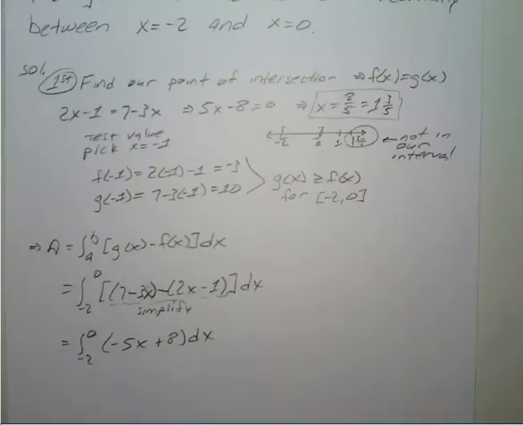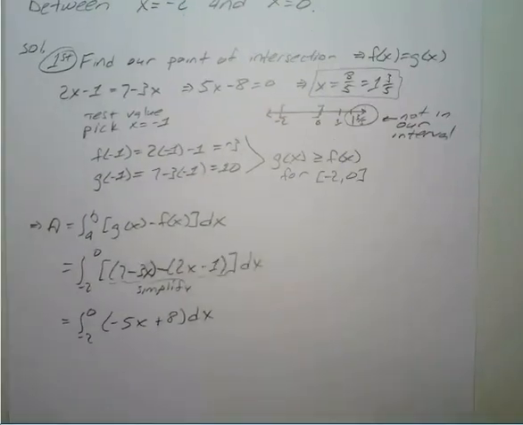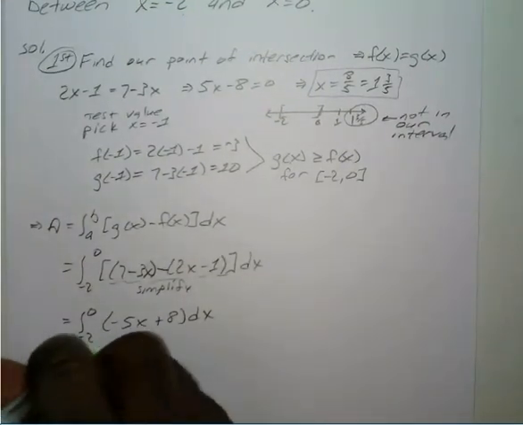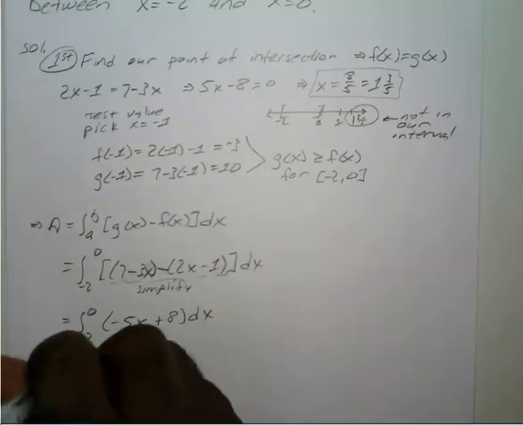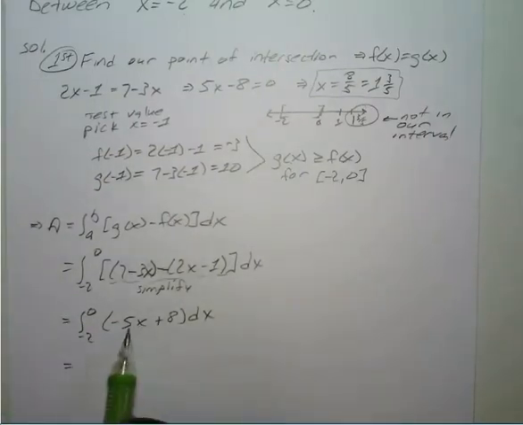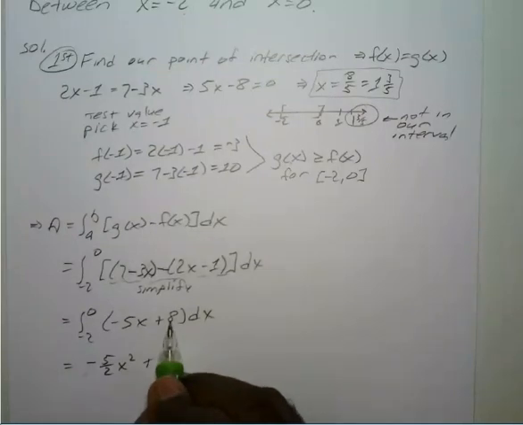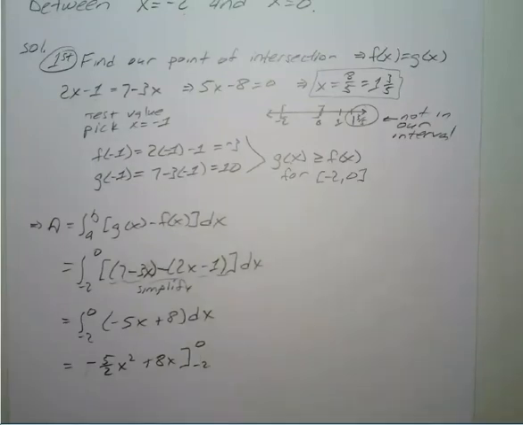Okay, need to slow down. I'm jumping ahead too far. Well, actually, we don't need this because we're going to go ahead and just integrate. There we go. So if we integrate negative 5x, that's going to be negative 5 over 2 x squared. And if we integrate 8, that's just going to be 8x. And that's from negative 2 to 0.